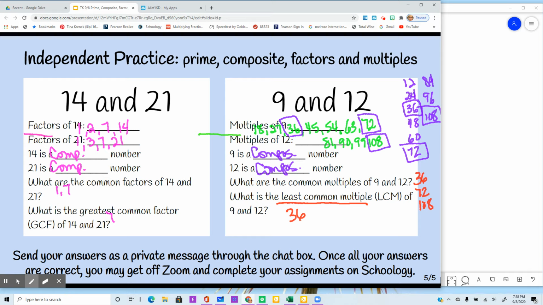Okay, so make sure you write these in your notes. The difference between factors and multiples. Multiples is like skip counting by that number. Factors are the two numbers you multiply together to get an answer.